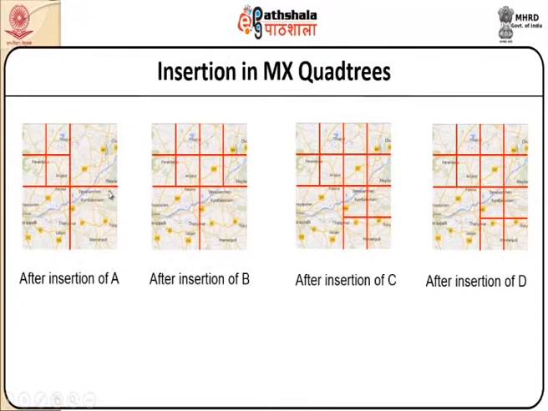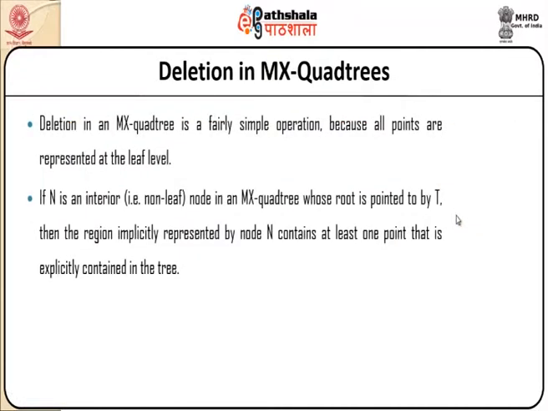initially there was a root node which is divided into northwest, northeast, southwest and southeast. Now, when I have inserted a point A which is split into 4 quadrants, after insertion of point B which was to the northeast of the root node, that has been divided into 4 quadrants. After insertion of point C, that is to the southeast of the actual root, and after insertion of D, that is again to the southeast of this node. So, what lies as a procedure for deletion in MX quadtrees?